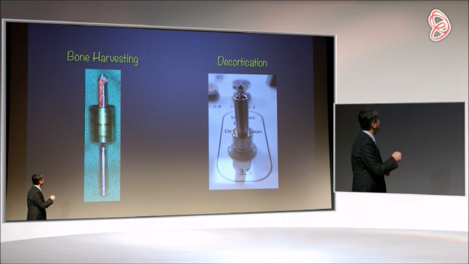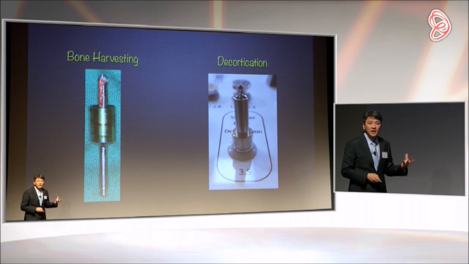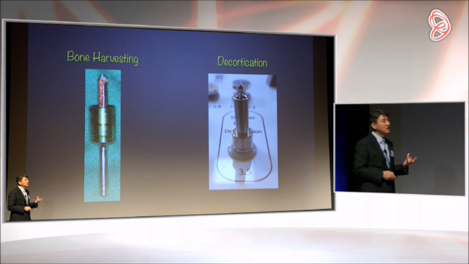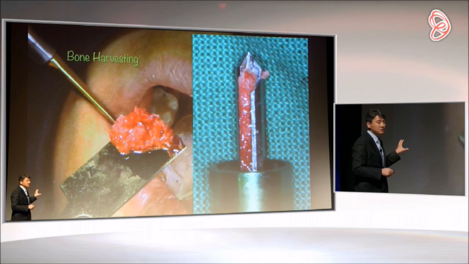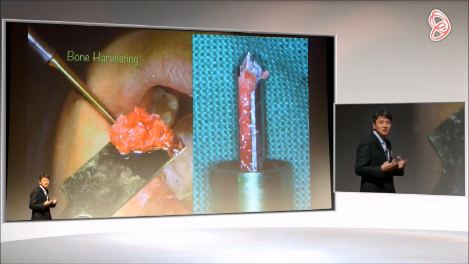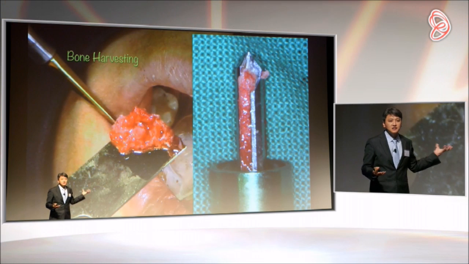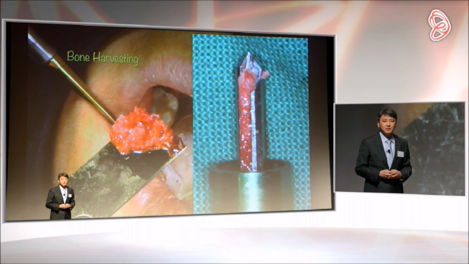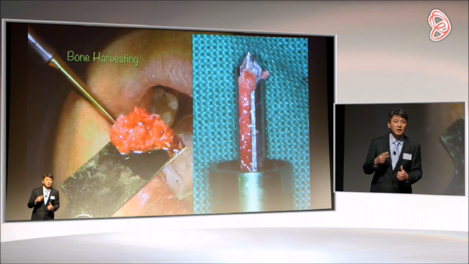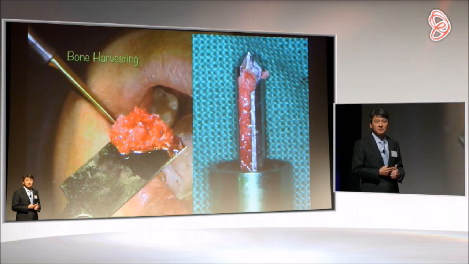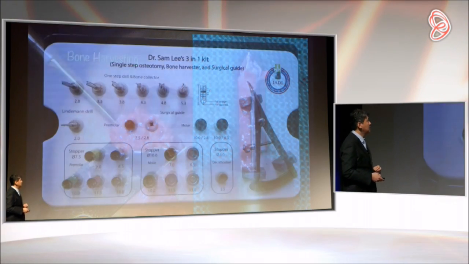As you can see, because the burrs are hollow, we're able to collect lots of bone with this technique. Why throw away the precious autogenous bone that the patient is giving to you? This is the best bone graft in the world. Why? Because it has osteogenic, osteoinductive, and osteoconductive properties. So we can collect lots of bone.